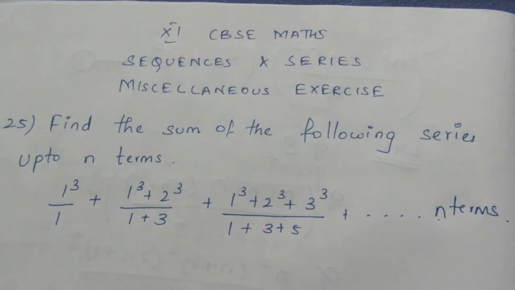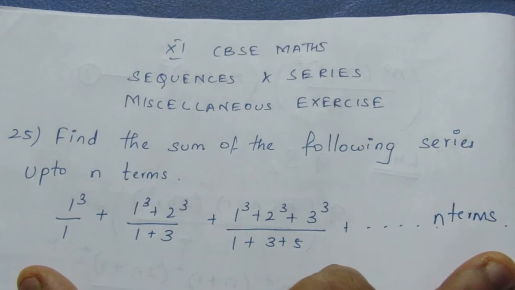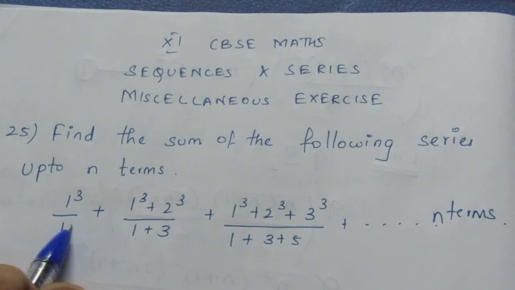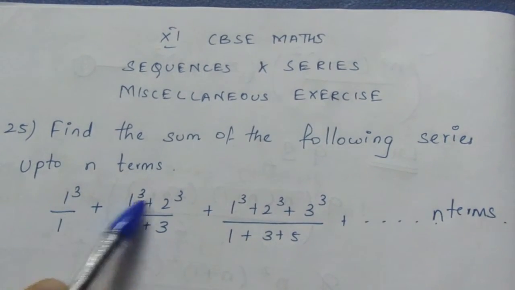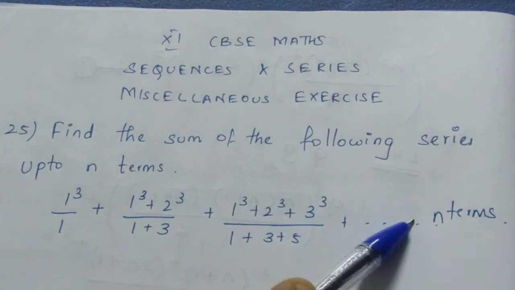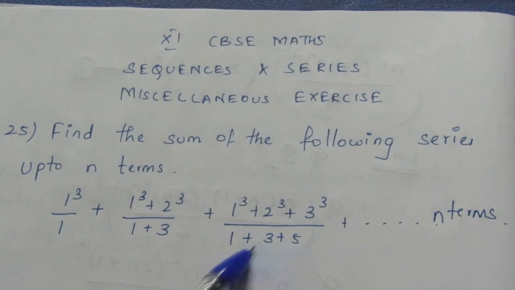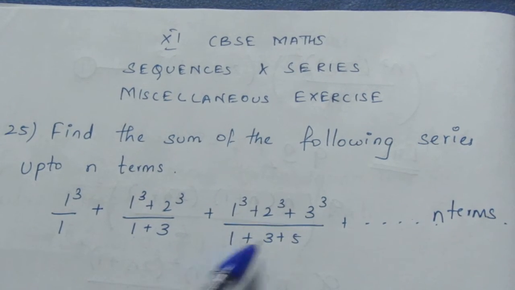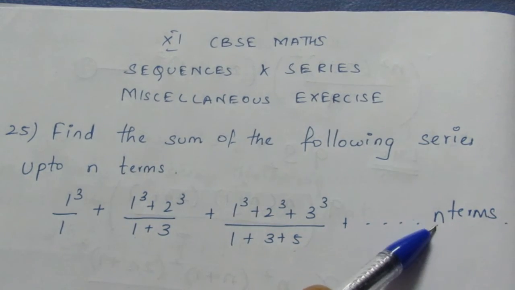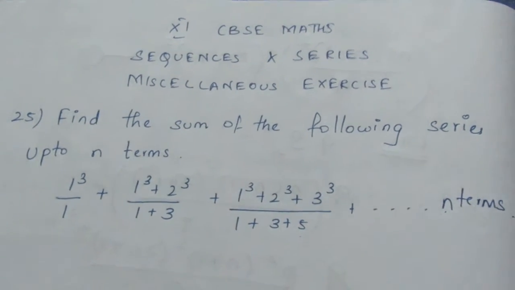So now, adding these numbers in the series is really quite a tough job, but observe the given series. Here in the numerator it is the sum of cubes of natural numbers. In the denominator it is the sum of the odd numbers. So try to form the nth term.